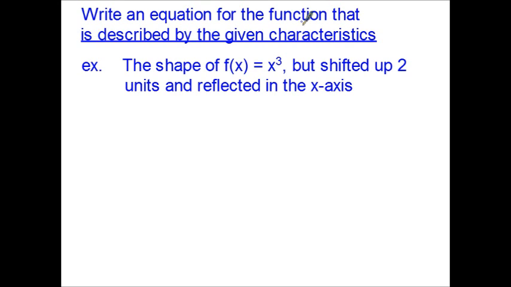Okay, so now we're going to take a look at basically the third chunk of the homework. Write an equation with a function that is based on the given characteristics. This one is kind of what we did in the last set, but it's given a little bit different wording, so I don't want you to freak out when you get to it. Basically we're asked to write an equation in the shape of f of x equals x to the third, so here's our barrel of monkeys graph, but shifted up 2 units and reflected in the x-axis. That's the wording I'm going to use. Reflecting in the x-axis just means we're flipped over, and then shifted up 2 units.